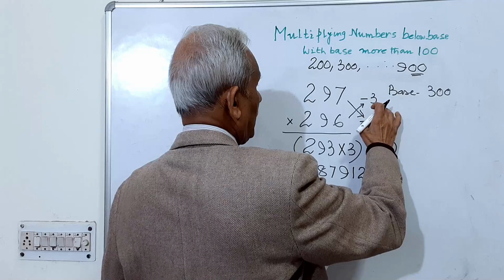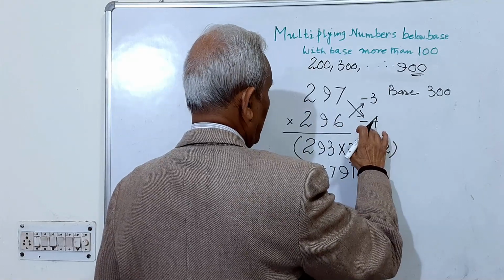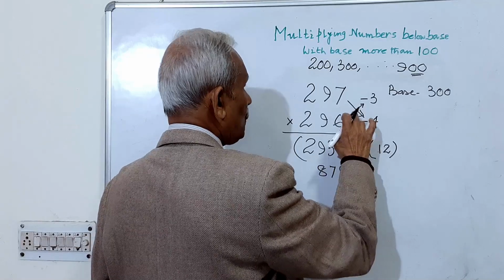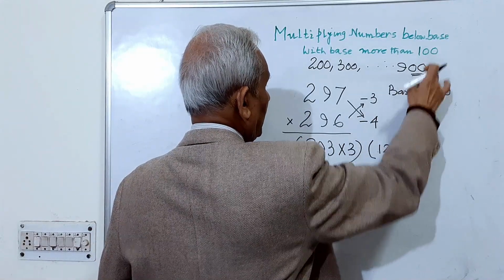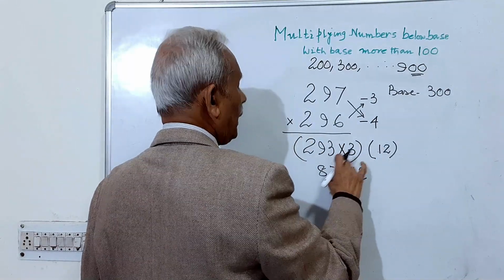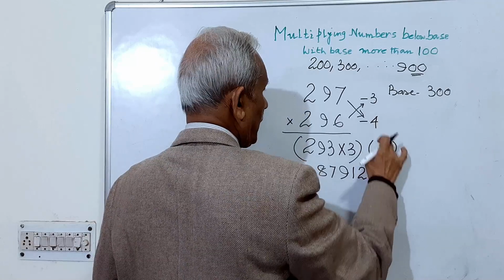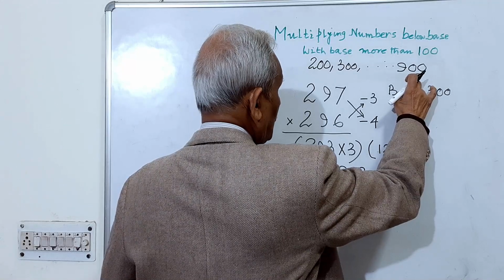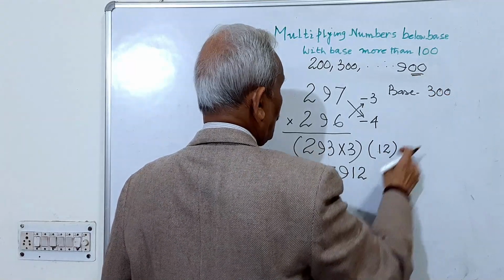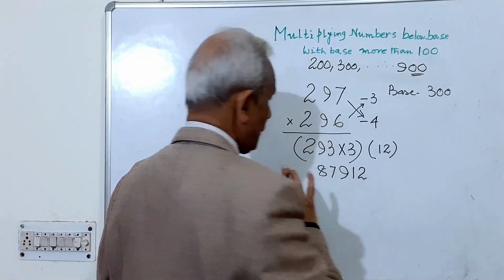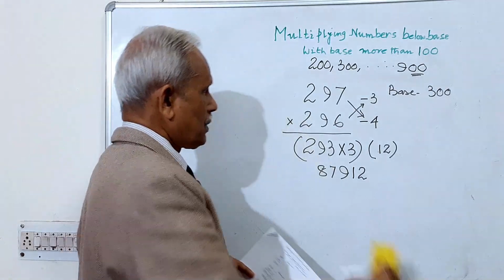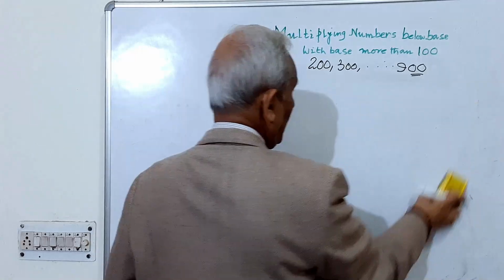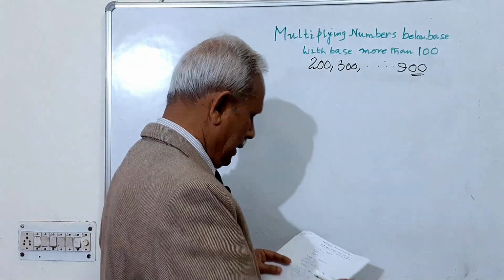297 minus 300 is minus 3, 296 minus 300 is minus 4. Cross subtraction gives 293, into the third multiple of 100, into 3, and the second part of the answer is minus 3 into minus 4, which is 12. This is 879 and 12. There are 2 zeros in 300, so we just put here 12, right? There's no issue. Well, simple, very simple. You have understood, you have seen the base is 300. Now we'll increase the base. Let us see the next example.